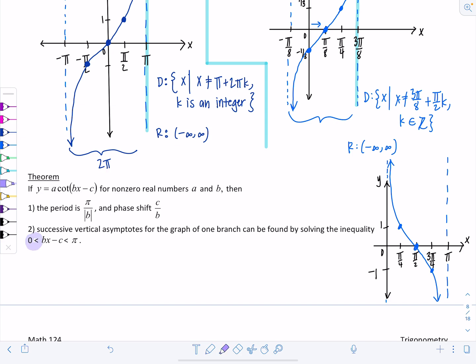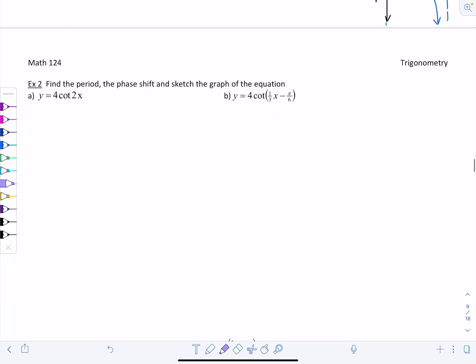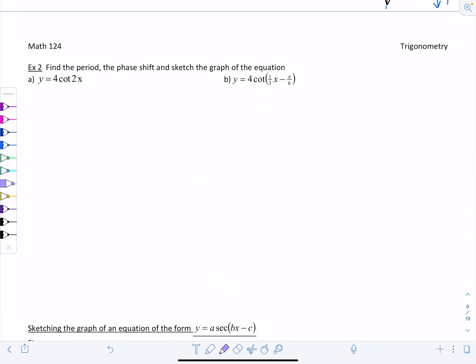Alternatively, you can solve this inequality: 0 is less than bx minus c is less than pi. Okay, here we go. You should be fine. Find the period, phase shift, and then sketch the graph of the equation.